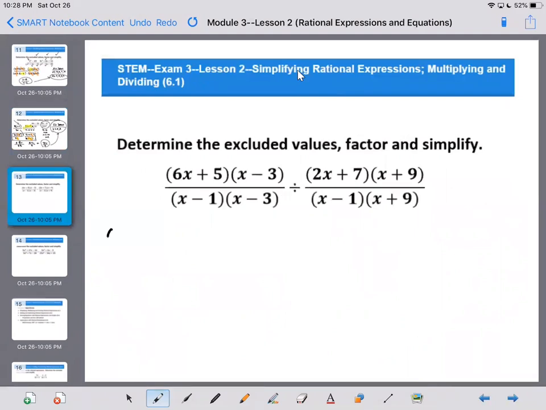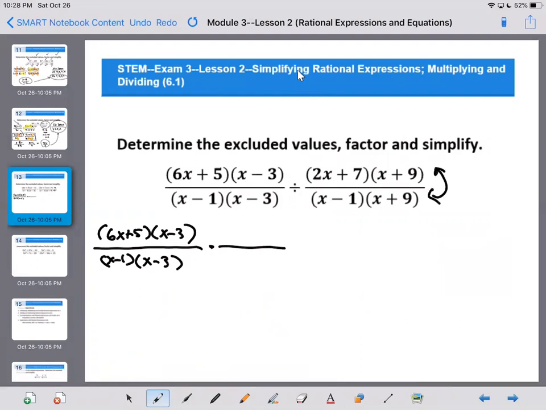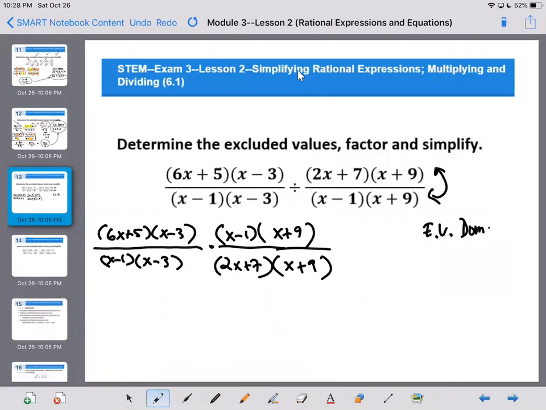So 6x plus 5 by x minus 3 divided by x minus 1 by x minus 3. We're going to change it to multiplication, and then remember we're going to take the reciprocal. Everything that was in the denominator is now in the numerator. Everything that was in the numerator is now in the denominator. Now we can look at what our excluded values are, which is part of our domain.